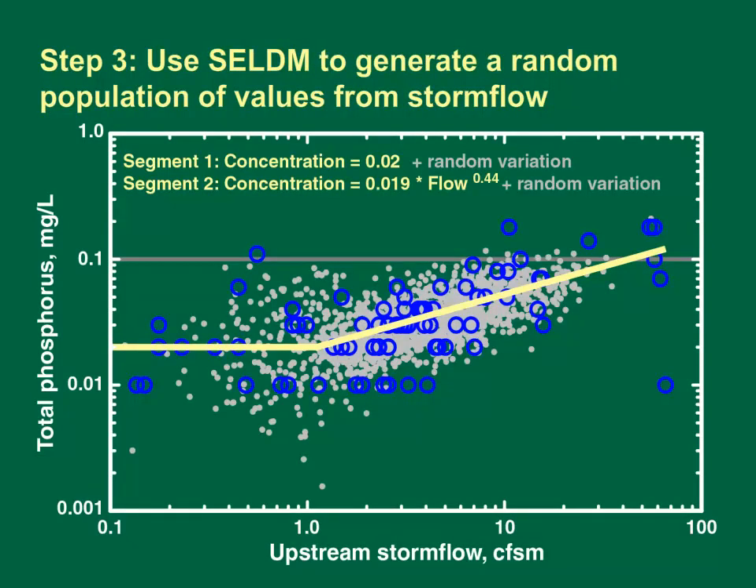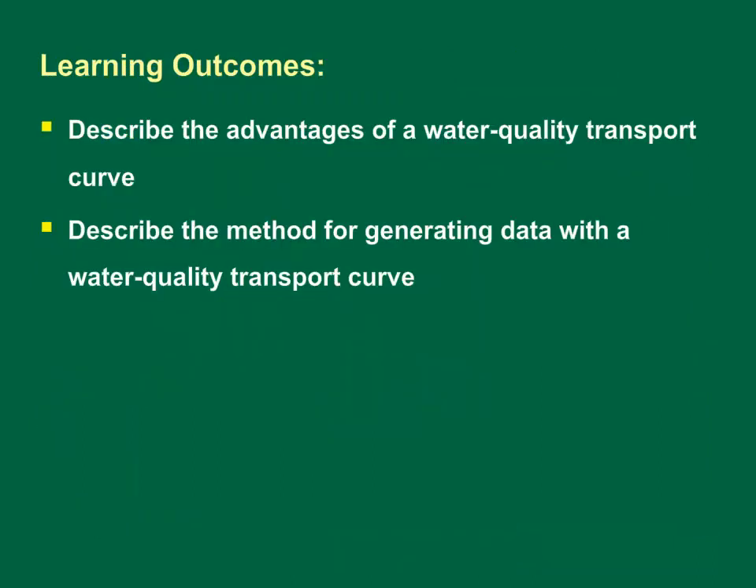The third step is to use SELDM to generate a random population of values from stormflow. In this graph, the gray points were generated by using the transport curve with random variation. As we can see, when we do stochastic modeling, we do not need a tight fit. The scatter in the input data is reproduced by using the random component. In this training module, we learn to describe the advantages of a water quality transport curve and describe the methods for generating data with a water quality transport curve.